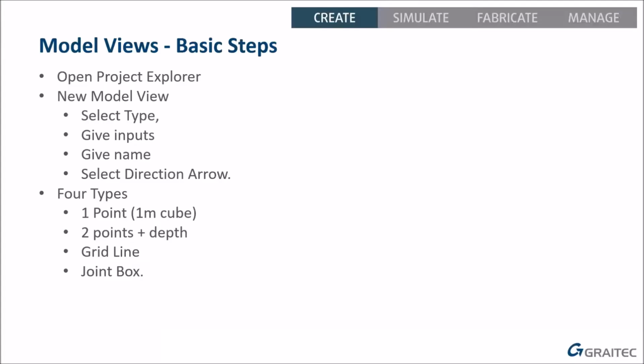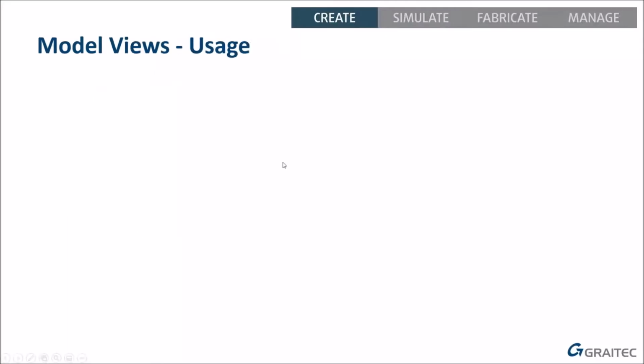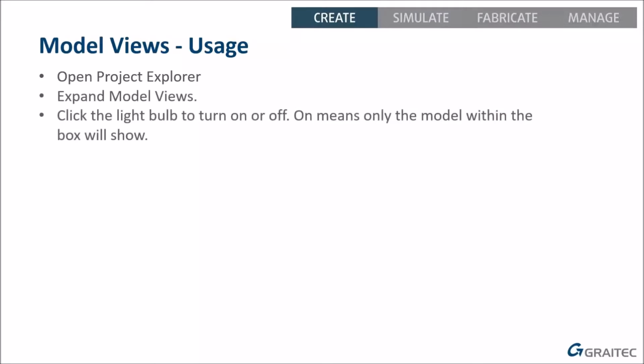You can't really see what I'm doing with them yet, but we'll get to that in just a second. So we've created them. What can you do with them? Well, to use them, again, you have to be in Project Explorer to see them. Expand that model views section if you need to, but in front of each name, you'll see there's a little light bulb icon. And you can click on that to turn that on or off.